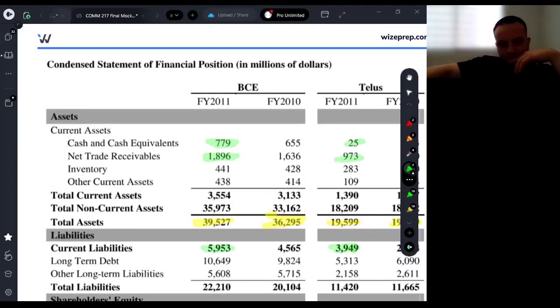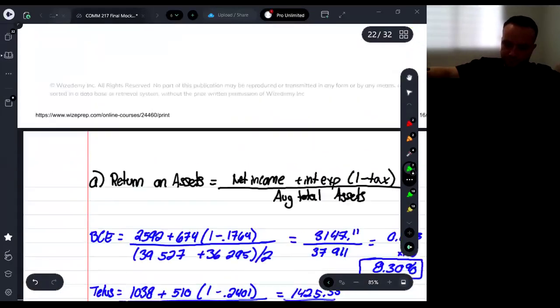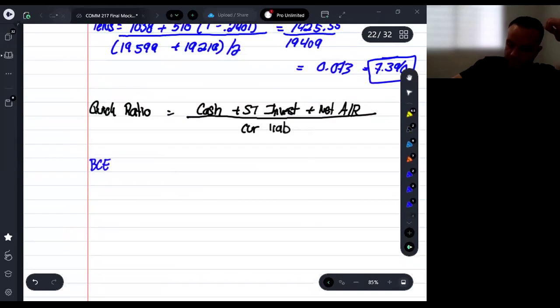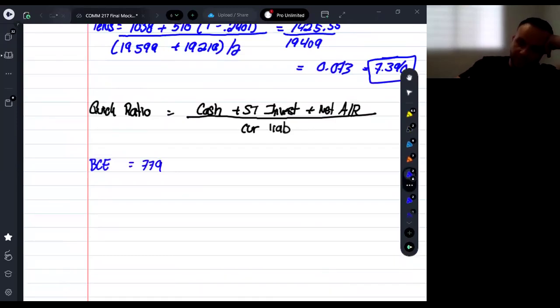Questions? $779 plus 1896 all over 5953, which is 0.45.